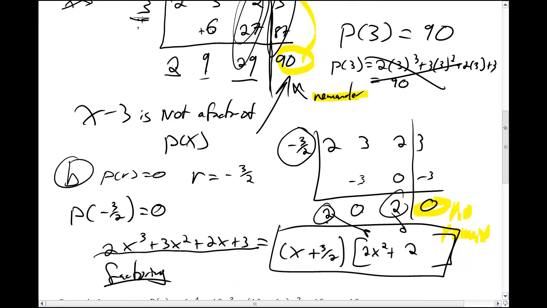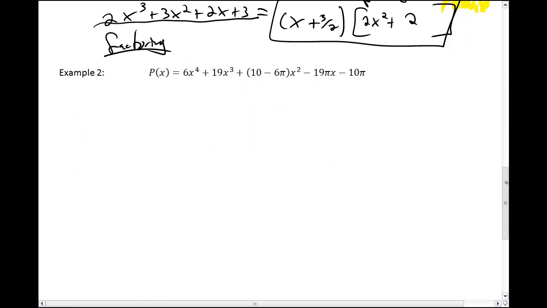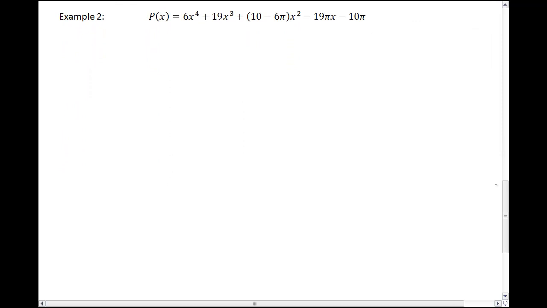It's nice to see that the math works, but let's take something that there's no way we could factor by grouping. This one just won't work. It has no real common term. But it is a polynomial. It is written in descending powers, so let's try it.